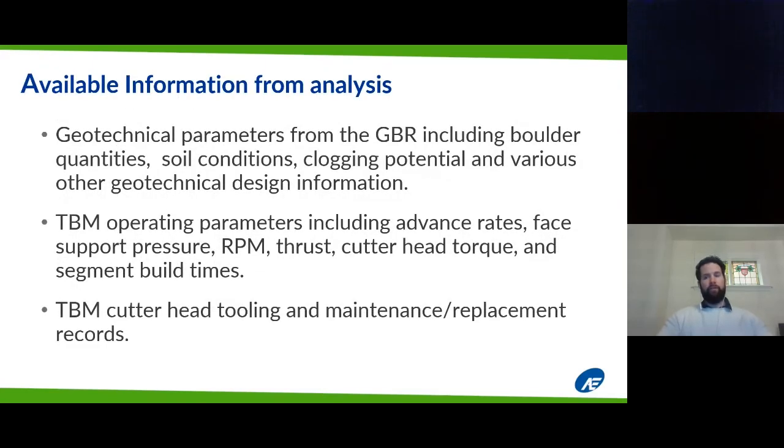So what information did we have available to develop this pay item? We had the geotechnical parameters from the geotechnical baseline report, which included, as we said previously, the quantities, the soil conditions, the clogging potential, and various geotechnical design information. From the first tunnel drive, we were also able to gather TBM operating parameters, including the advance rates, the face support pressure, the revolutions per minute, the thrust force, the cutter head torque, and the segmental build times.